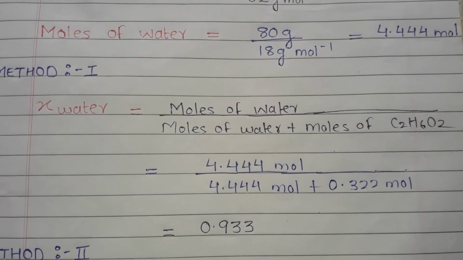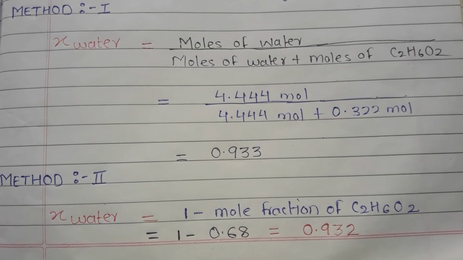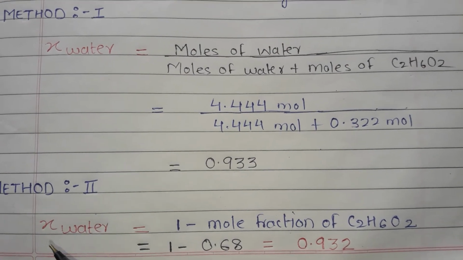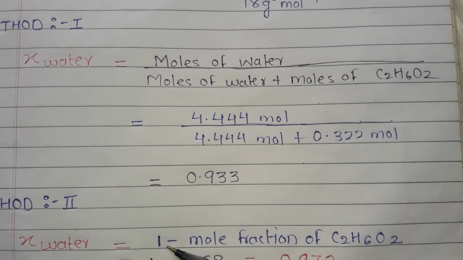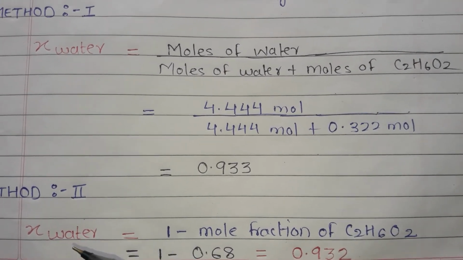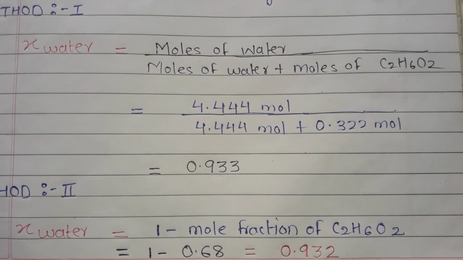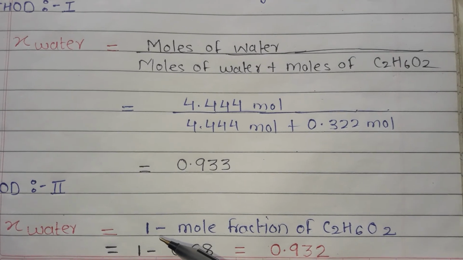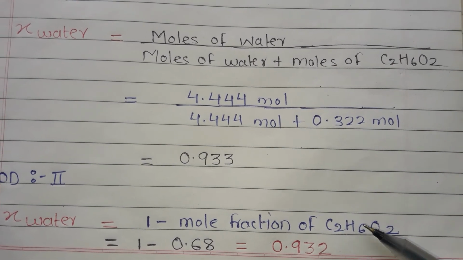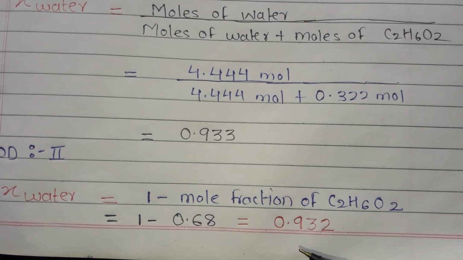Now the second trick to find the mole fraction is a very quick trick, by which you can find the mole fraction within a second. We can also find the mole fraction of water as: mole fraction of water equals 1 minus mole fraction of ethylene glycol. Here we have to find the mole fraction of solvent, but we know the mole fraction of solute. So we simply subtract the given mole fraction from 1, and we get the mole fraction of solvent. Here we have got 0.932.